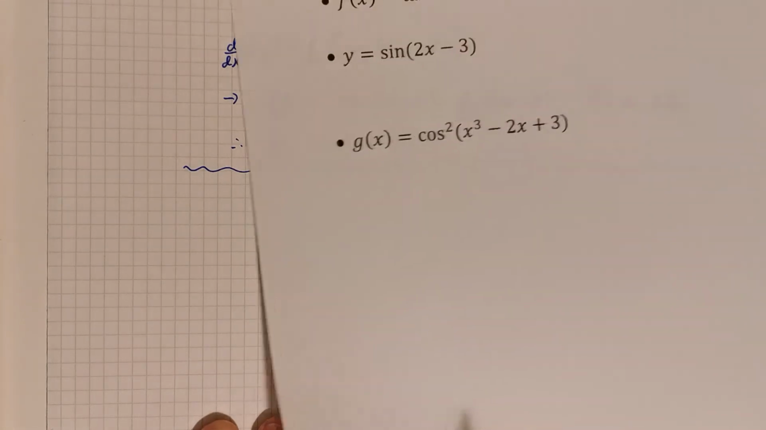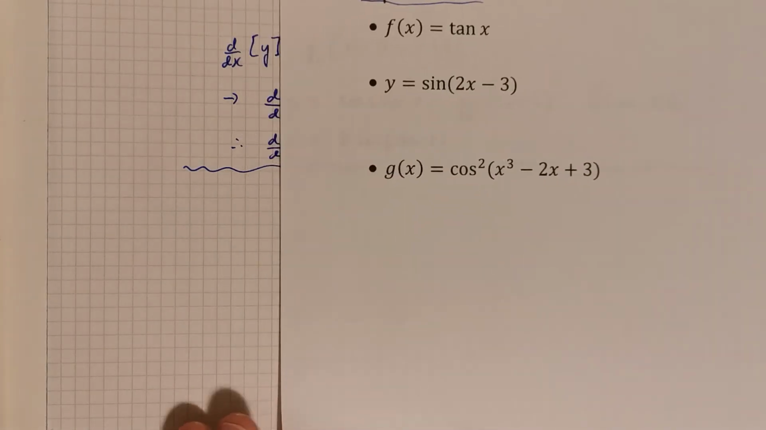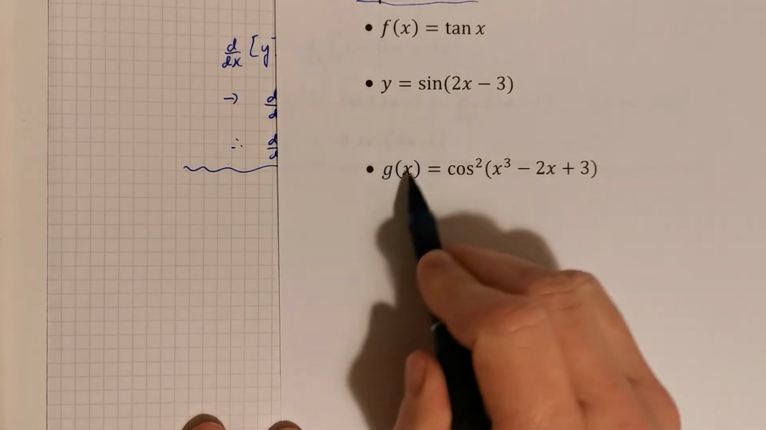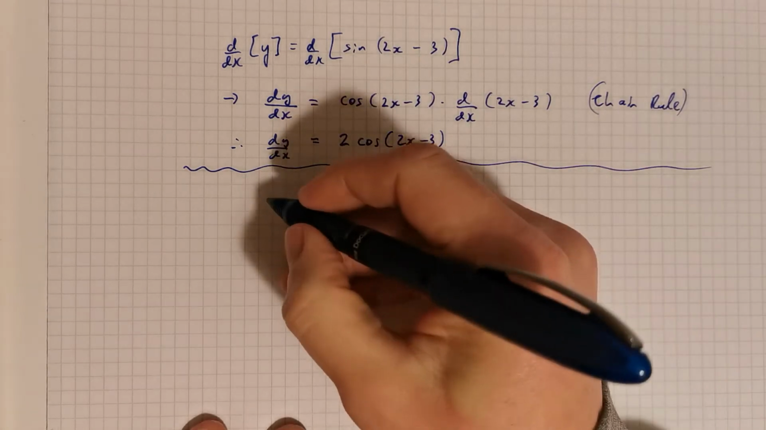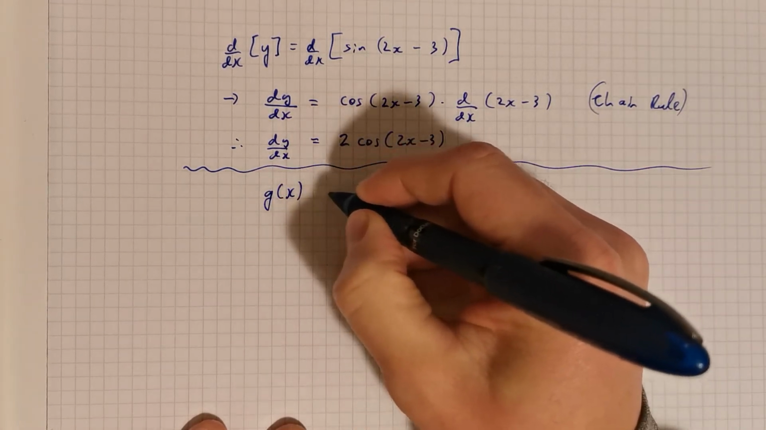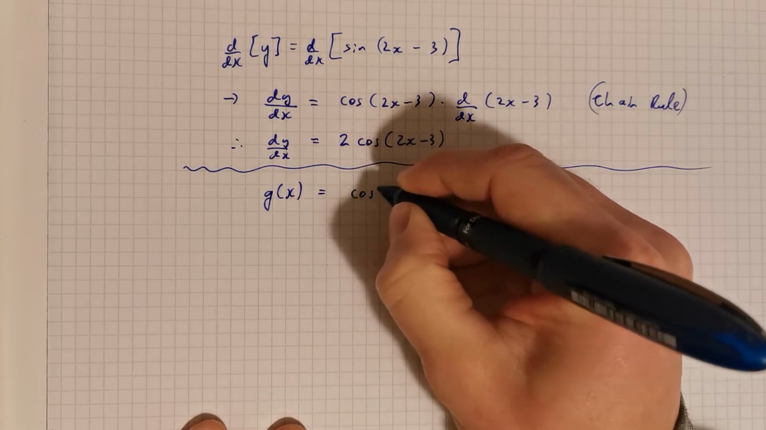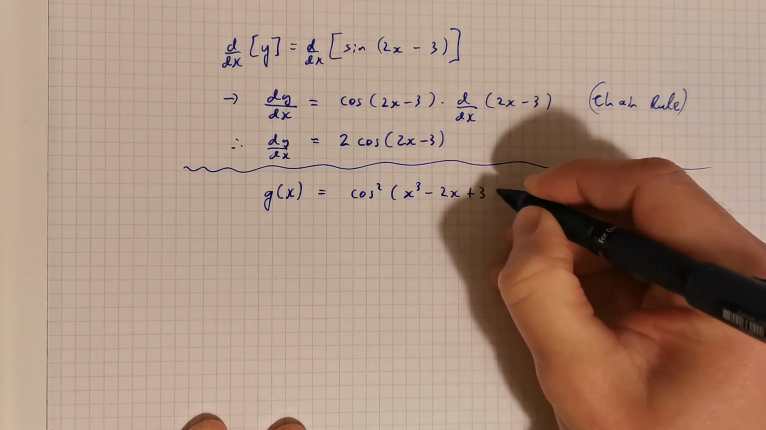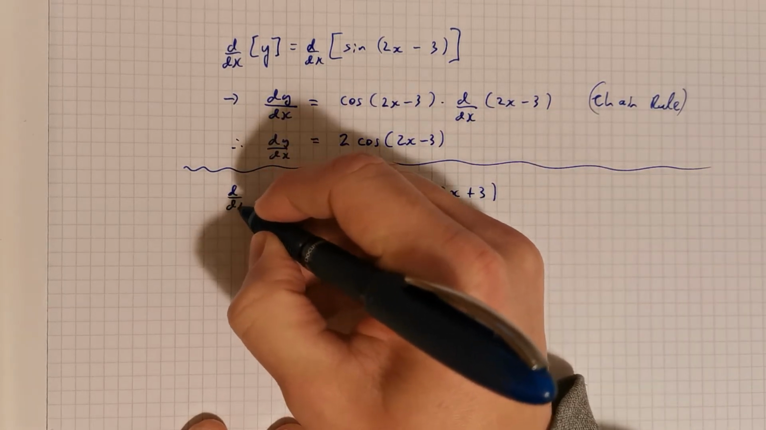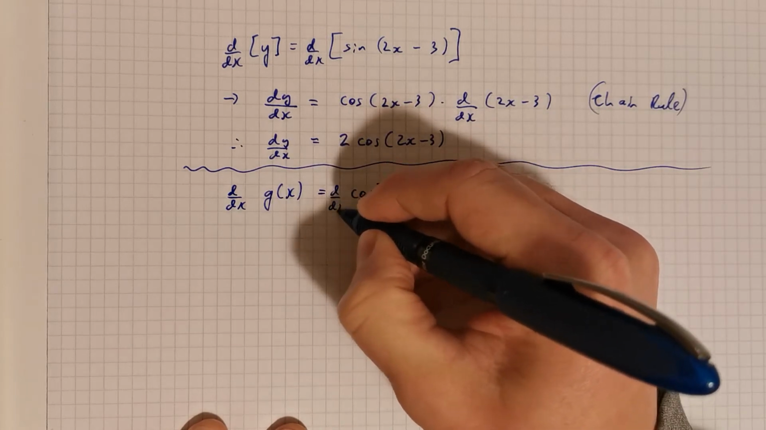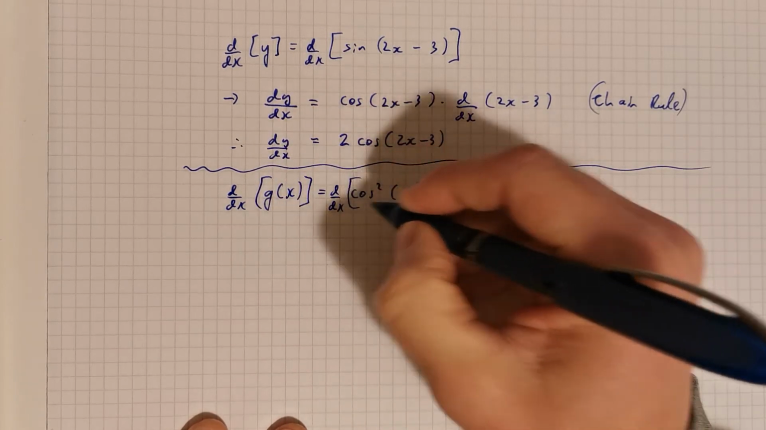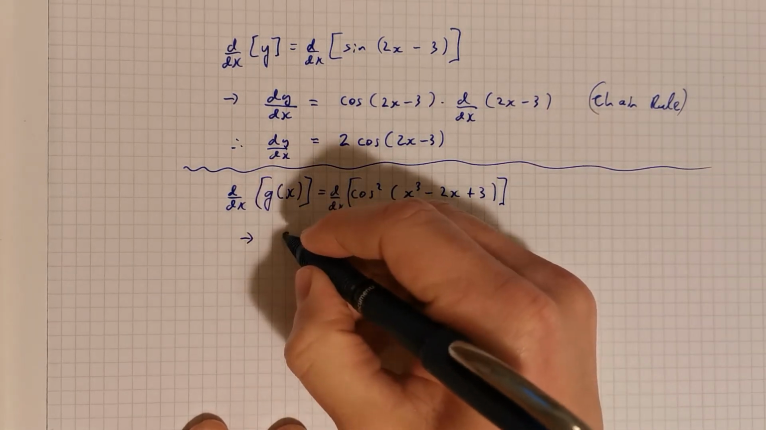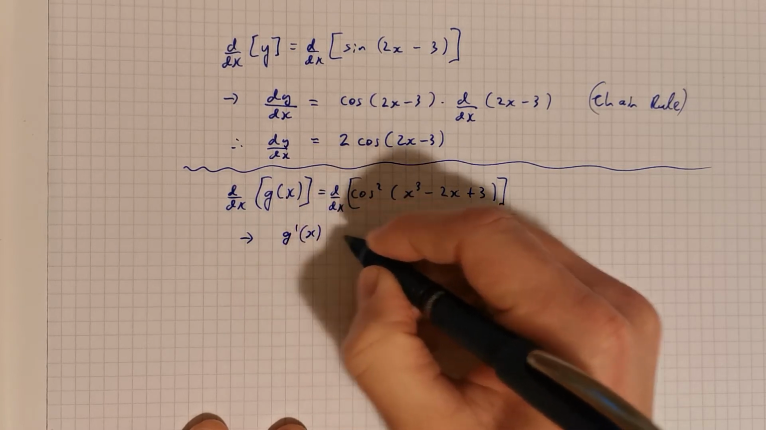Let's look at the last example here in my list. It says take the derivative with respect to x of g of x equals cosine squared of x cubed minus 2x plus 3. Bit of function notation here. Let me write it down. g of x equals cosine squared of x cubed subtract 2x plus 3. And I want to take the derivative with respect to x of this function. Take the derivative on both sides. The derivative of g of x with respect to x, well, that is called g prime of x.